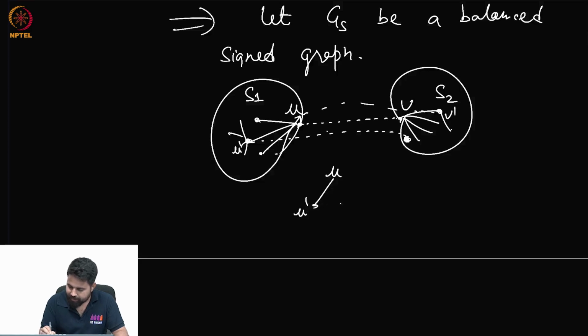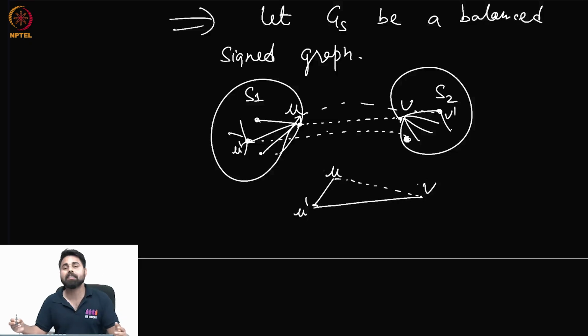Okay, and then there is a positive edge. Suppose this is maybe V here, and these two are negative, right? Because this positive edge cannot go out of U dash. So all the edges here are actually negative, due to the fact that all the cycles are balanced.